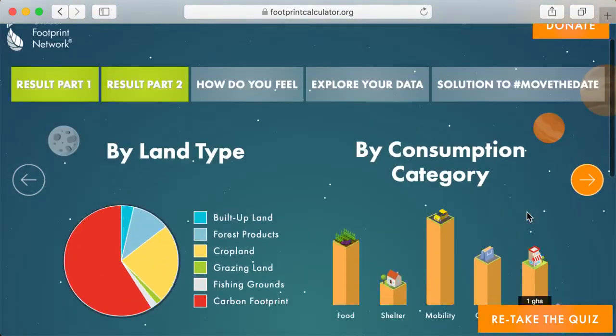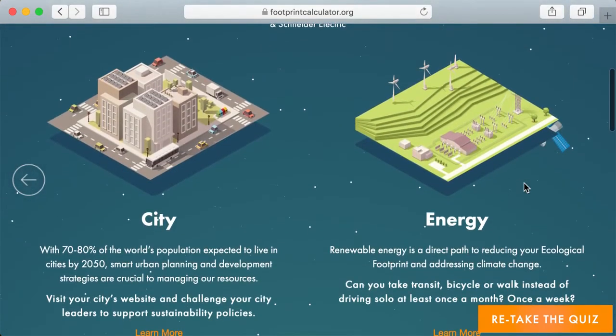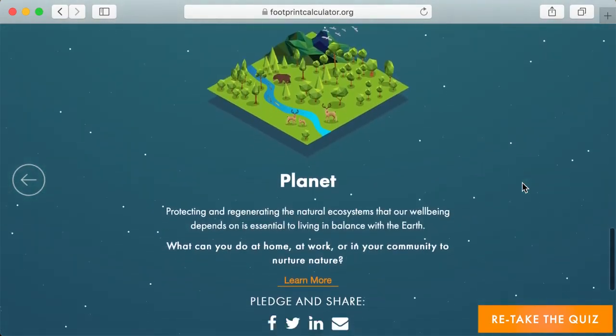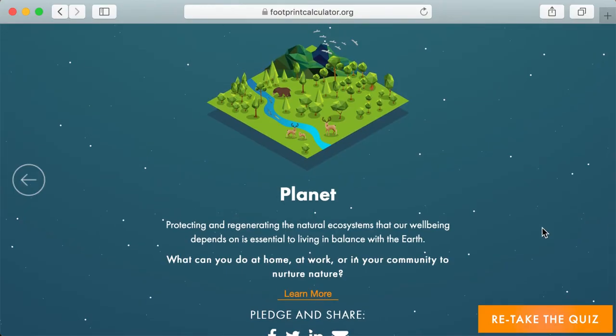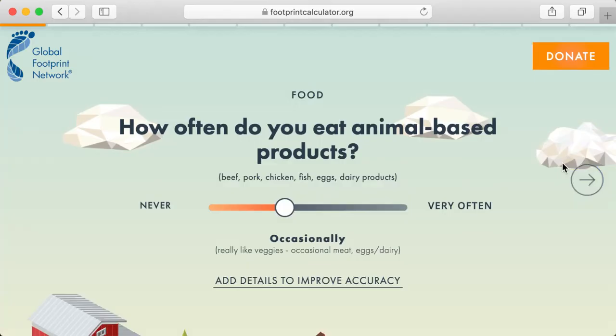Before you retake the test, and I'll talk about that in a moment, if you go to solutions here, it has 5 categories: city, energy, food, population, and planet. And if you click here, it'll open up a new tab, which I won't bother to do. There's a page there that I'd like you to read because it goes into more detail about this, similar to Project Drawdown, but in different ways with different material. But then you have the option to retake the quiz, and you can just go ahead and walk through this again. So let me pop back on screen here if I can.